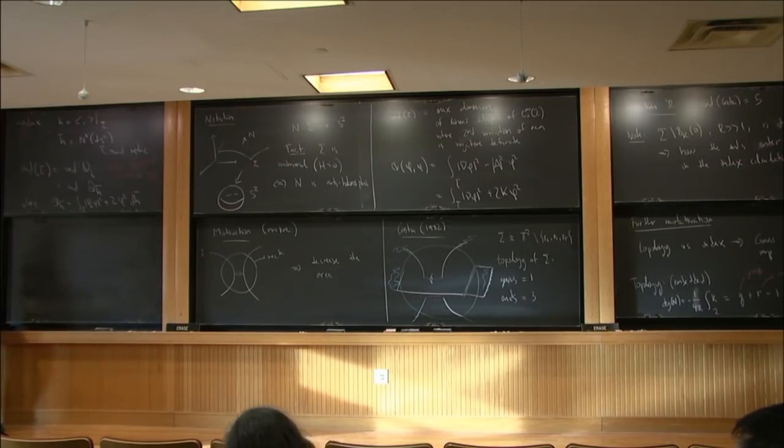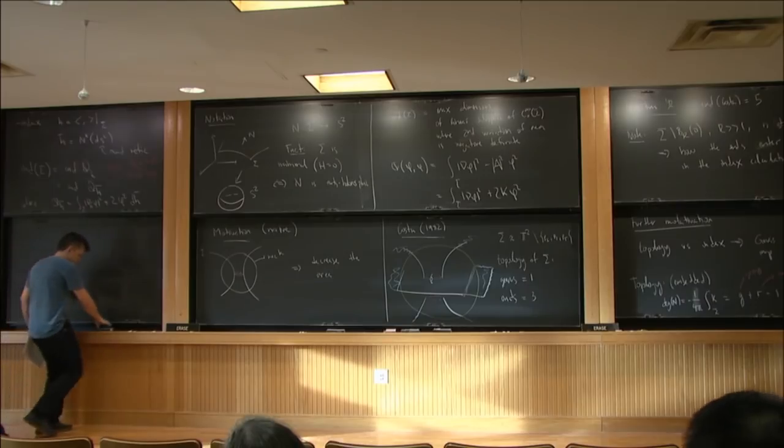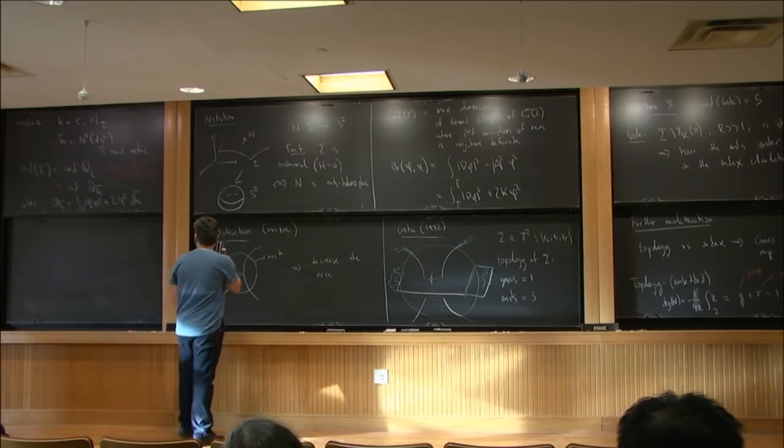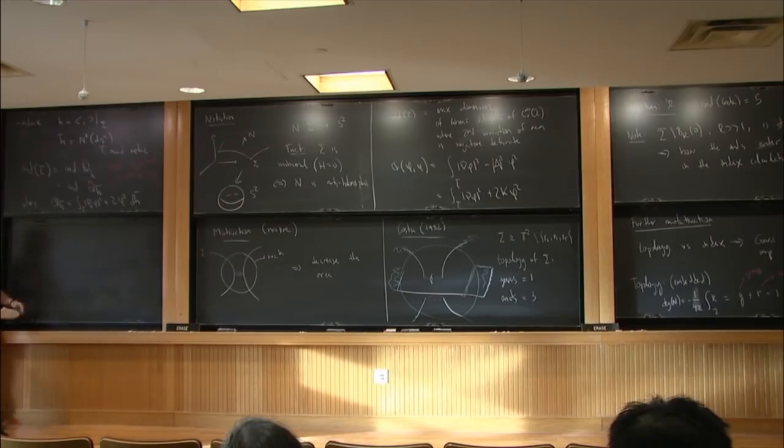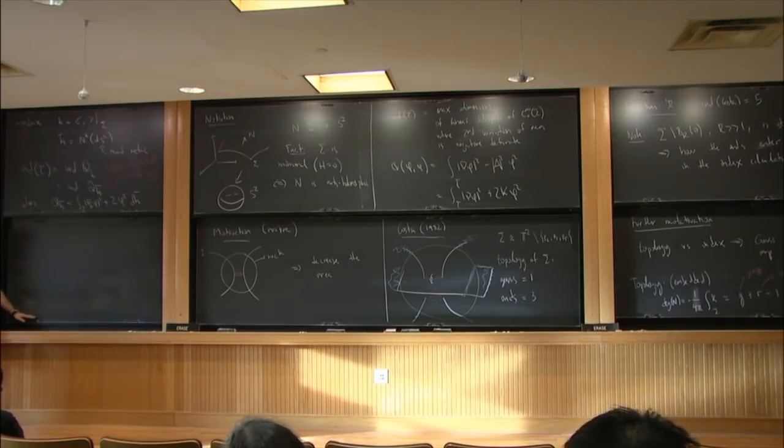So let me mention some of the previous results containing index bounds for minimal surfaces in R3. I don't know, can you guys see here up until when? Here is okay? Okay, that's good.